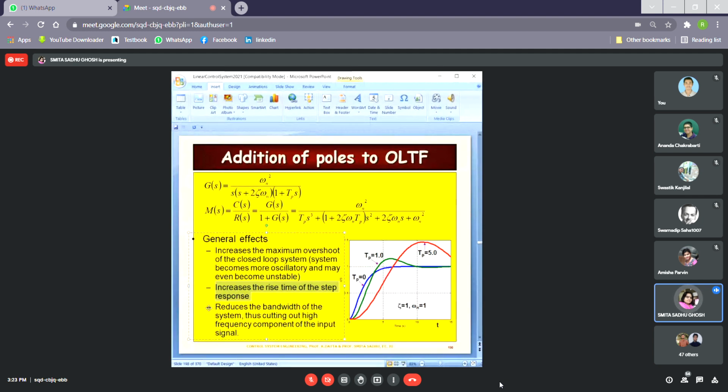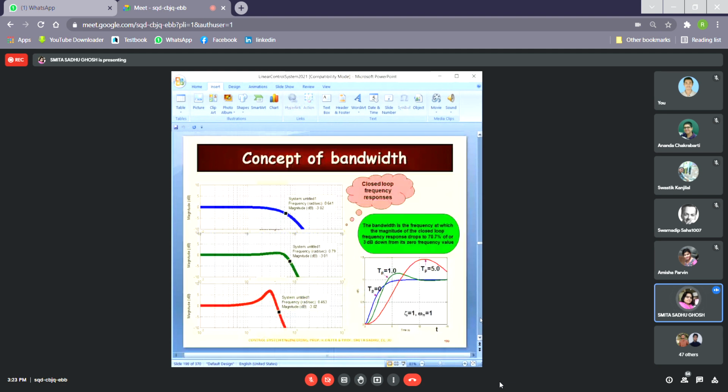That is again a general effect of the addition of one pole to the open loop transfer function. A third effect that we would be observing, I have another plot on the next slide, but I'll read this before going to that plot, is that when a pole is added to the open loop transfer function, it reduces the bandwidth of the system, thus cutting out high frequency components of the output signal. So basically, the bandwidth is reduced. For that, we would have to go to the closed loop frequency response, the plot of which I have on the next page, that is this one.